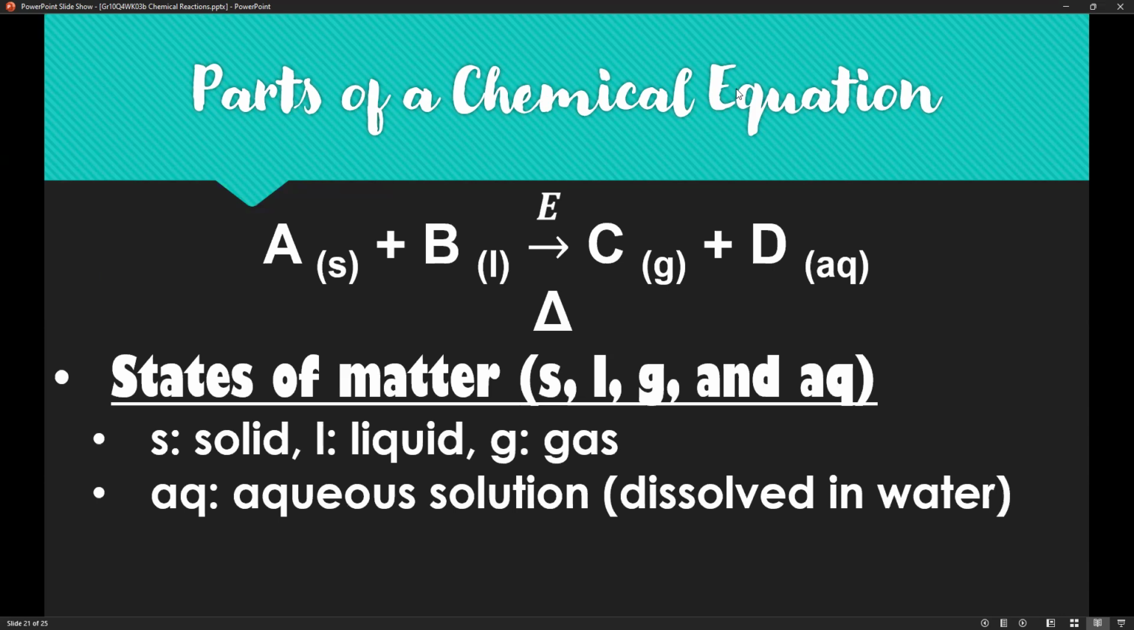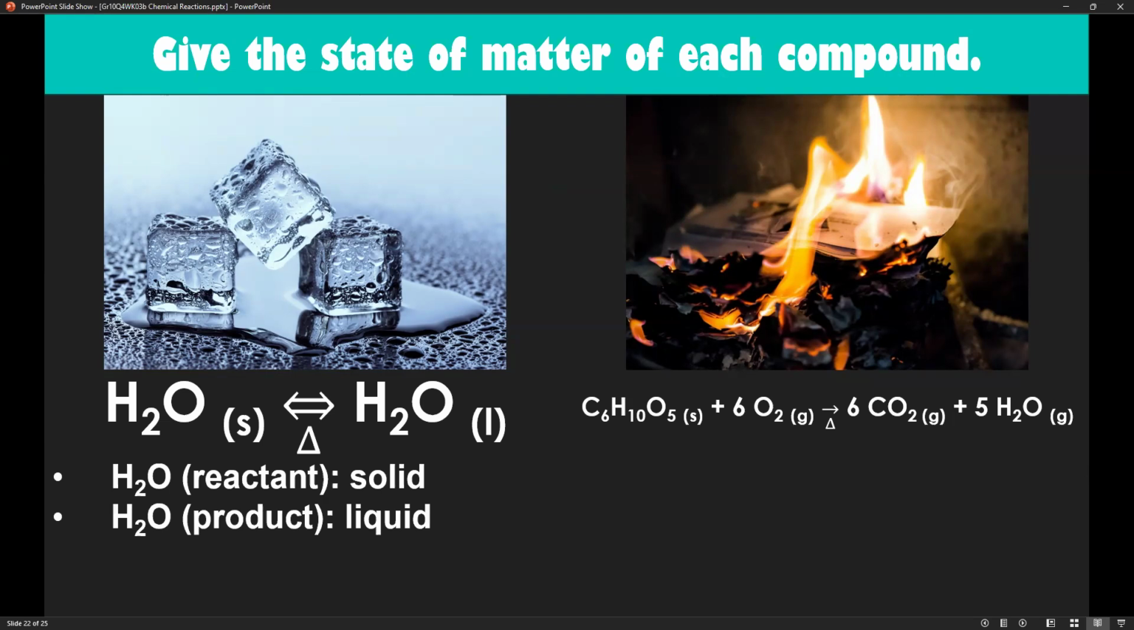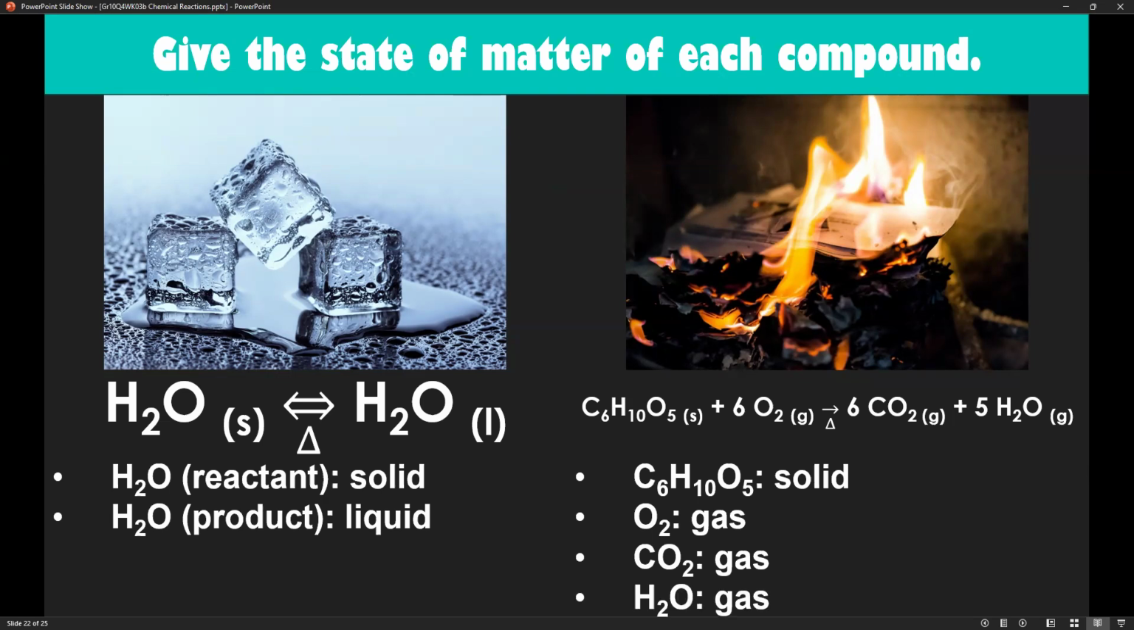Right? Next. Ayan. So give the state of matter of each compound. So, or element rather, kasi may element na pala tayo. So, dun tayo sa water in the reactant side, that's solid. Water in the product side, that's liquid. C6H10O5, solid. O2, that's a gas. CO2 is also a gas. And H2O is also a gas.